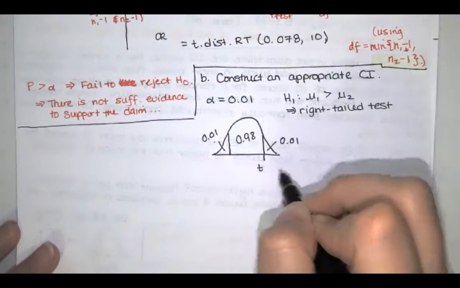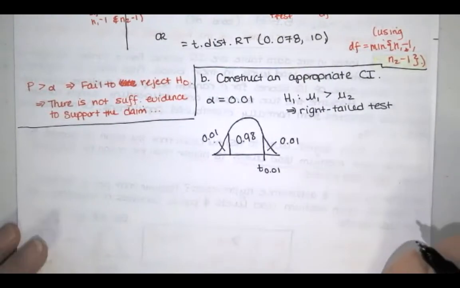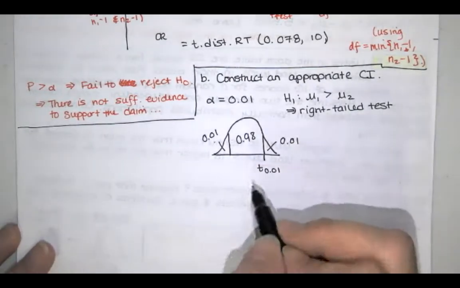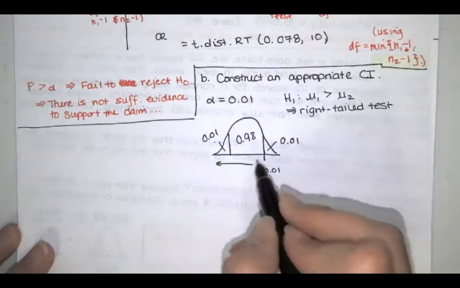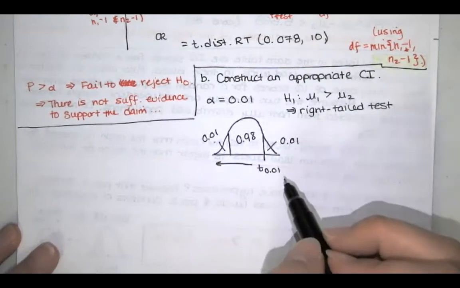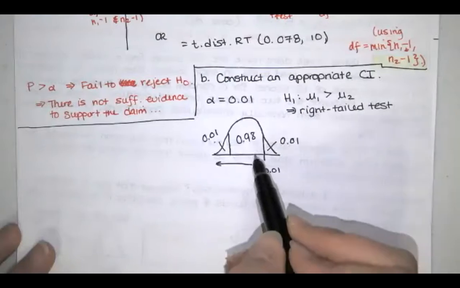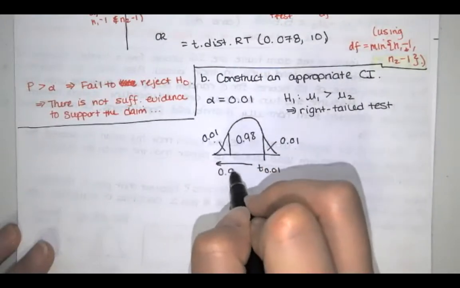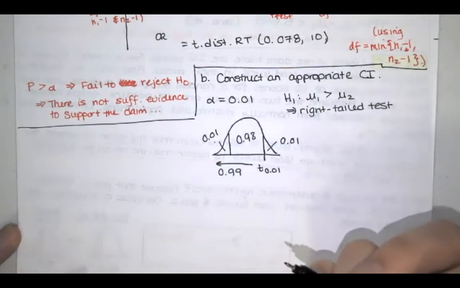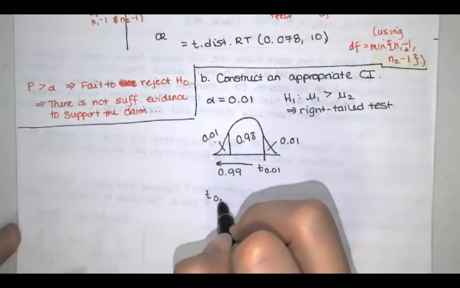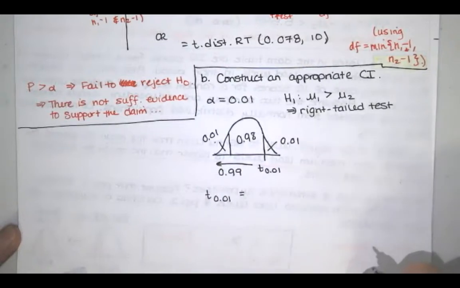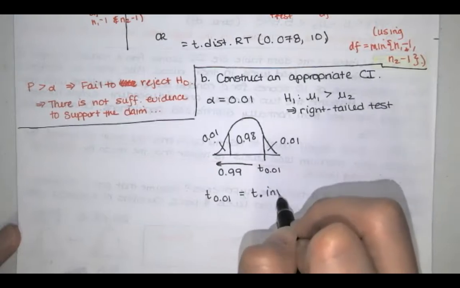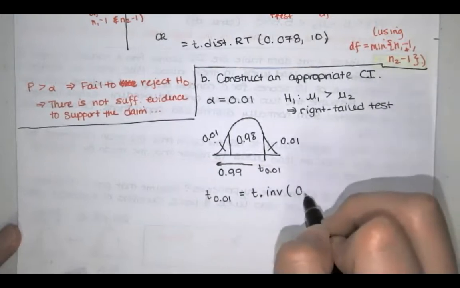So if I've got 1% of the area here and 1% here, I must have 98% of the area in the middle. So our critical value of t is not t sub alpha over 2 this time, it's t sub 0.01. That actually ends up being t sub alpha because it's a right-tailed test. In order to find this critical value of t, I need to find the t-score that has the area to the left of 0.98 plus 0.01. So I need the area to the left to be 0.99. In order to find that, I'm going to use my inverse function for t. In Excel, that's T.INV. And then you typically have to give the probability that you're interested in.